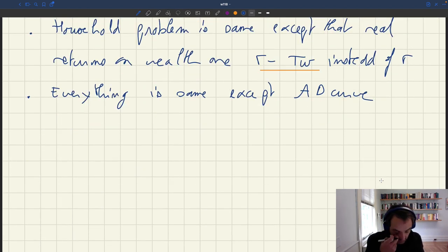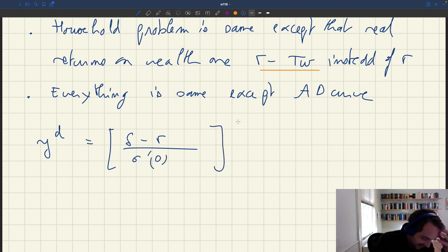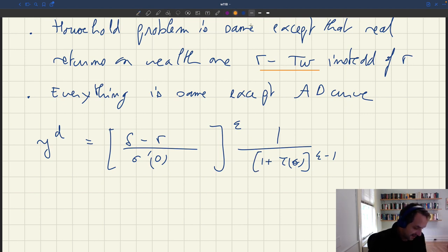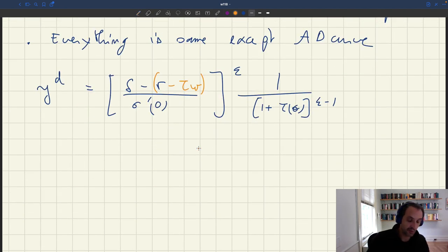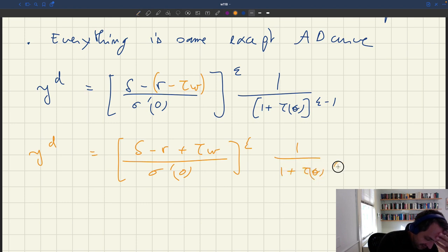So only your aggregate demand curve, which we had called YD, changes. We had delta minus R, divided by sigma prime of zero, the marginal utility of wealth. Then we had epsilon, 1 over 1 plus tau theta, epsilon minus 1. But now, instead of having delta minus R, we need to have delta minus R minus tau W, because the returns have changed from R to R minus tau W, where tau W is a wealth tax. And so the aggregate demand is basically delta minus R plus tau W divided by sigma prime of 0, epsilon, 1 over 1 plus tau theta, epsilon minus 1.